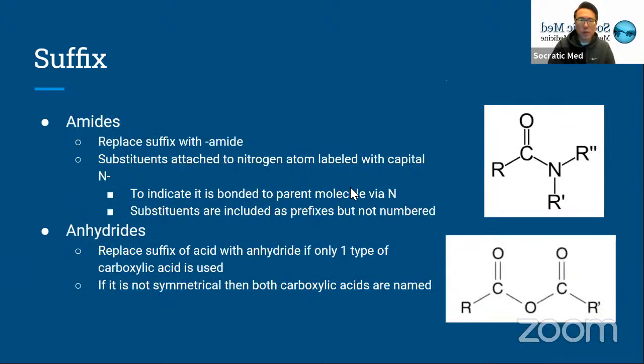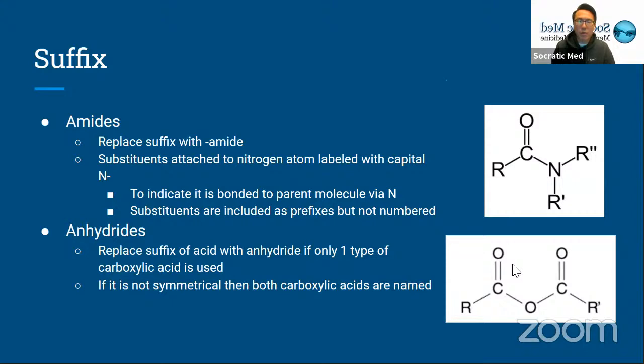Next, I'm going to go over amides. So for amides, when you want to name it, you have to replace the suffix with amide. And then, as you can see in this picture on the right, the nitrogen usually has two R groups attached to it.